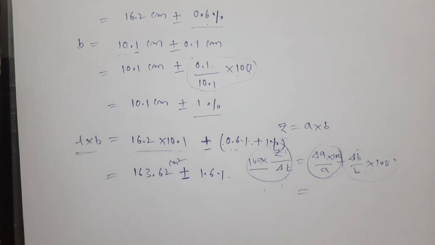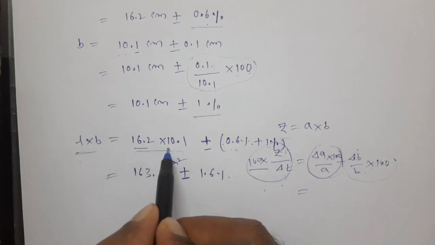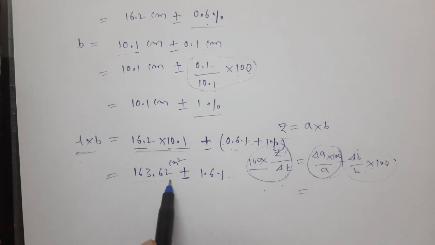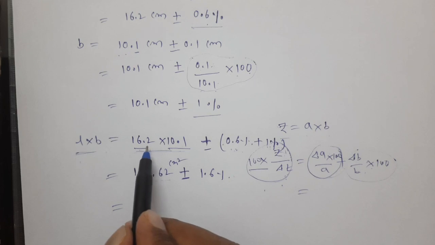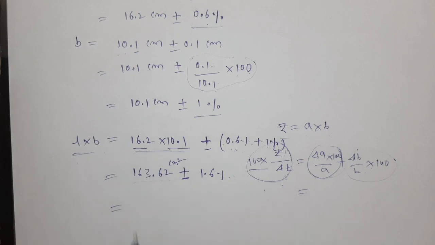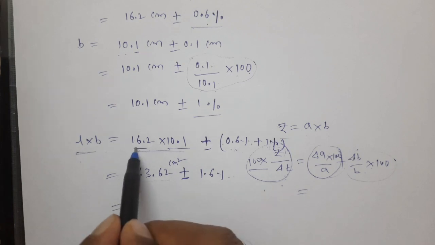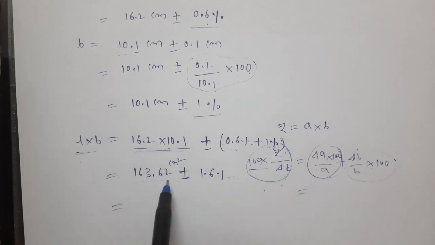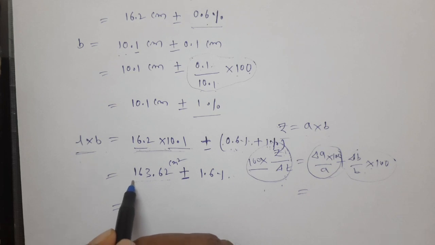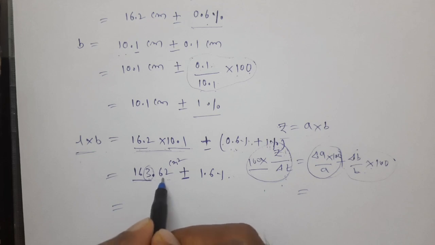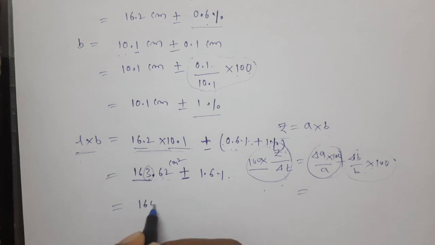But see guys, how many significant figures are there? Here we have 3 and here we have 3. Of course we are writing like this, but whenever the final result is given, the final answer must be given with the least significant figures. Here we have 3 and here we have 3, but in the result we have 5. So we have to take only 3 significant figures. That means we have to round off. To round off to 3 digits, we check the fourth digit. It is more than 5, right? Then we have to add 1 to the 3. Then we get 164 centimeter square.